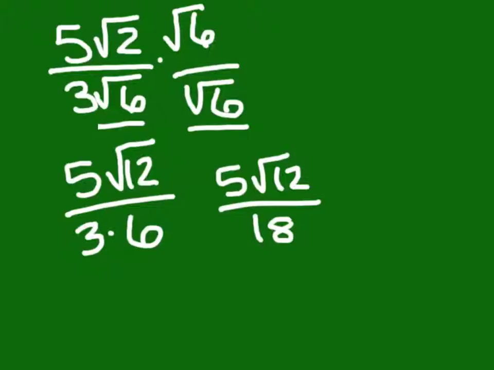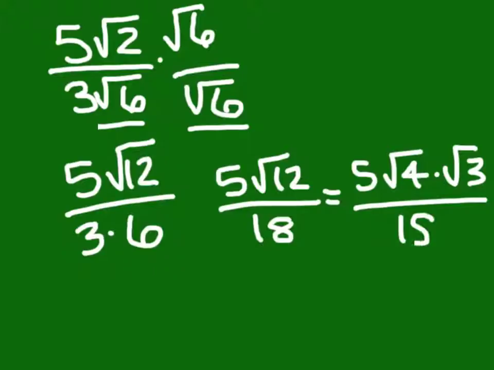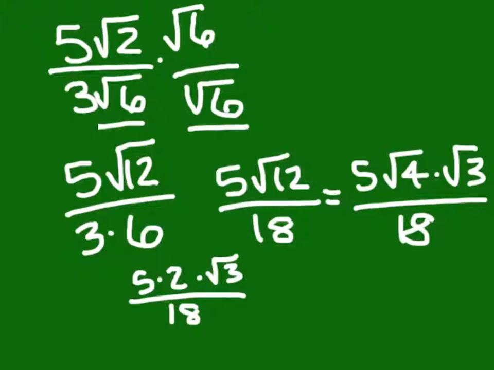Now we want to break down radical 12. So that's equal to 5 times the square root of 4 times the square root of 3 all over 18. The square root of 4 is 2, so we have 5 times 2 times radical 3 all over 18. 5 times 2 is 10. We have 10 radical 3 over 18.